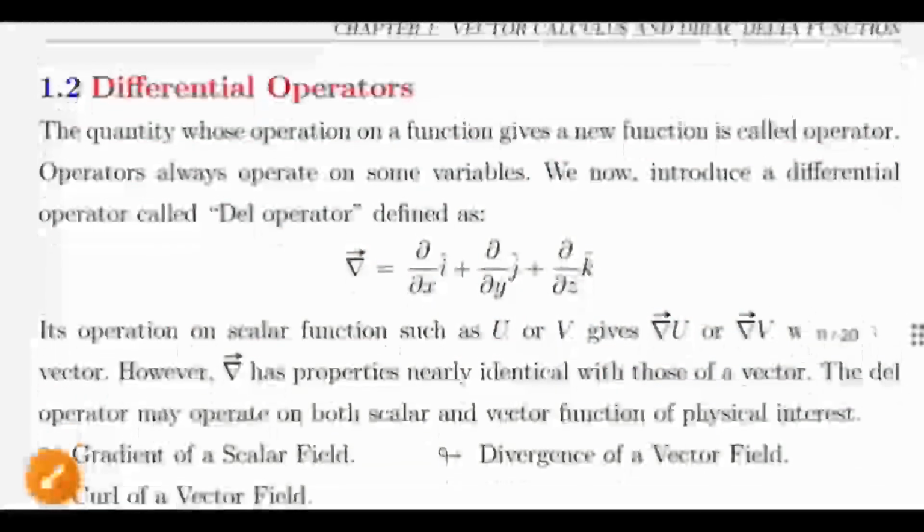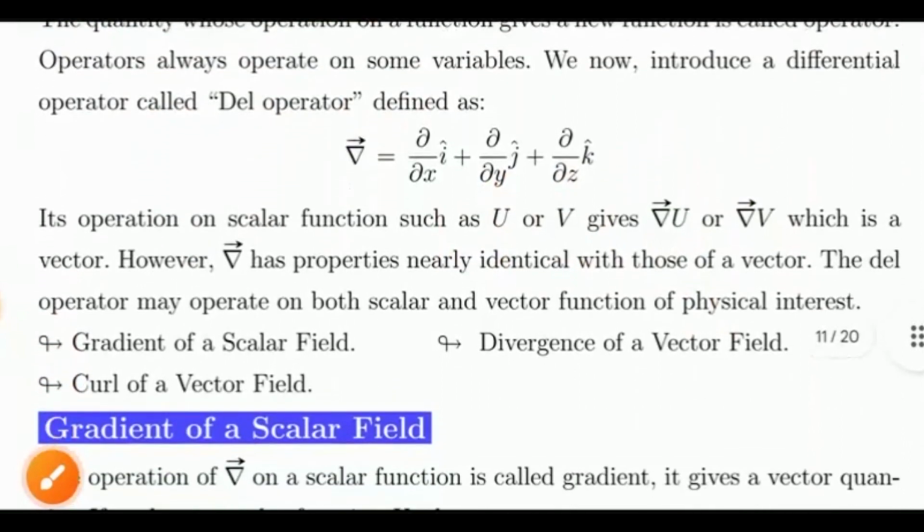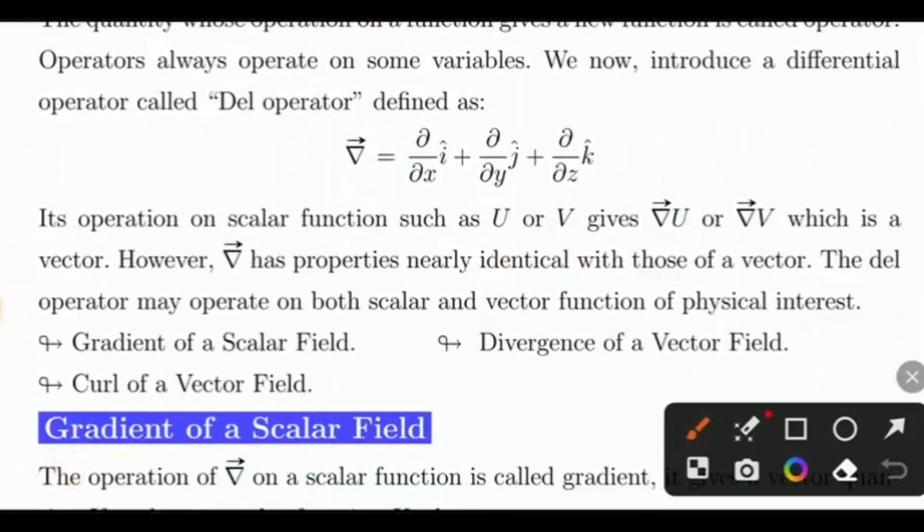Here in this lecture we will see the three properties of the del operator. The first one is the gradient of a scalar field, the second one is the divergence of a vector field, and the third one is the curl of a vector field. First of all, we will discuss the gradient of a scalar field.